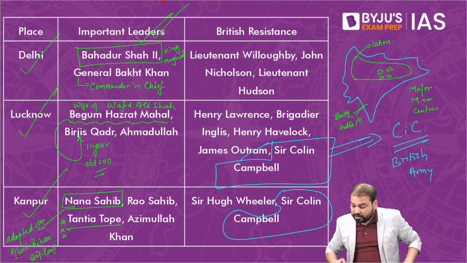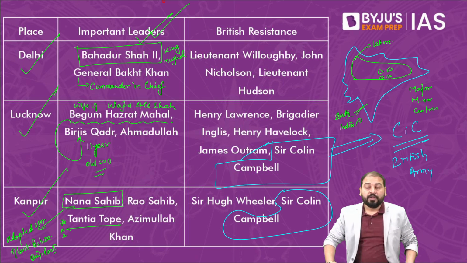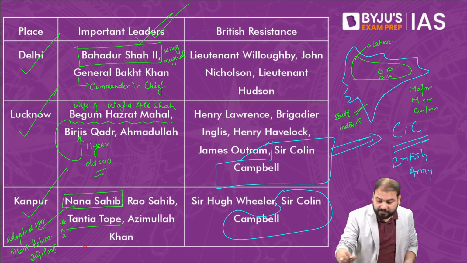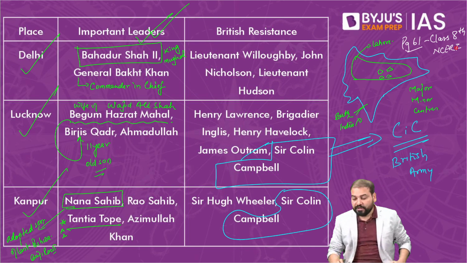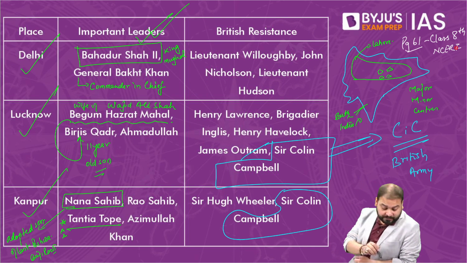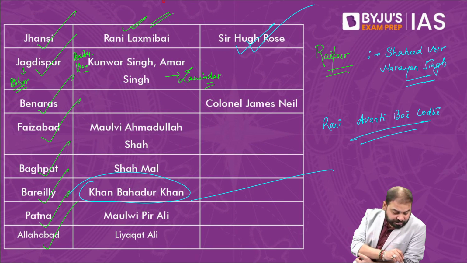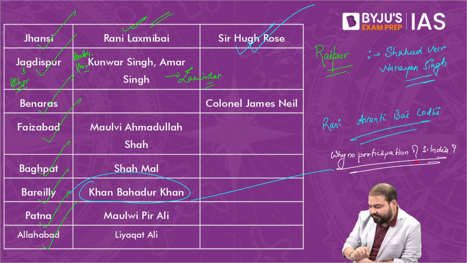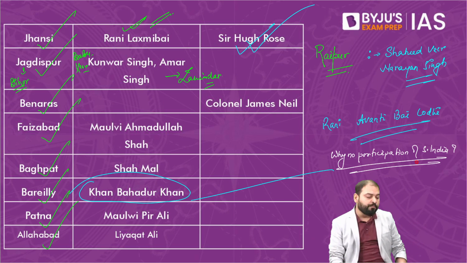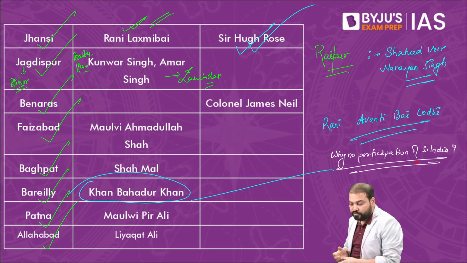Now, a lot of you are asking, in NCERT, page 61, class 8, you can see this map, the major and the minor centers of the revolt. Now, guys, let's give you a break, but only one question which Bishwajit is asking. Why no participation of South India? All of you, give me this answer and let's take a break. Why no participation of South India in this revolt?